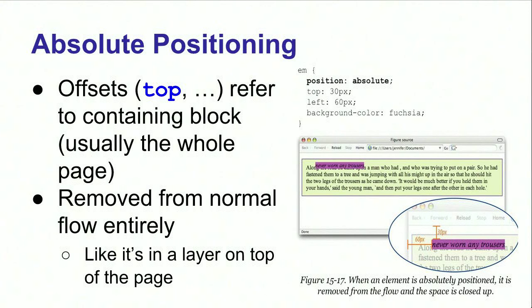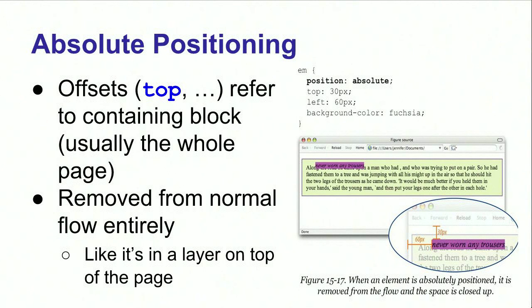Absolute positioning removes the element entirely from the normal flow, leaving no white space behind and allowing other elements to fill up the space. To avoid overlap, the other elements around it have to carve out white space with their margins. The offsets indicate the gap between the edge of the element and the corresponding edges of the containing block. Usually the offsets refer to the edges of the page, allowing the element to be anywhere on the page, even if it causes an overlap.